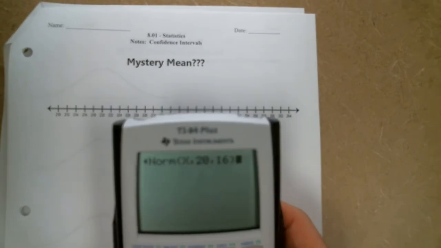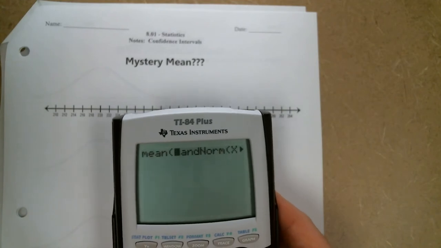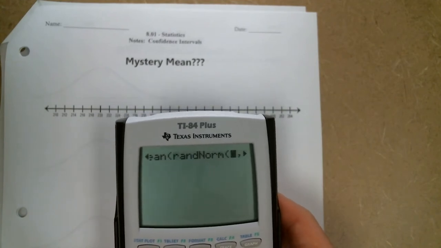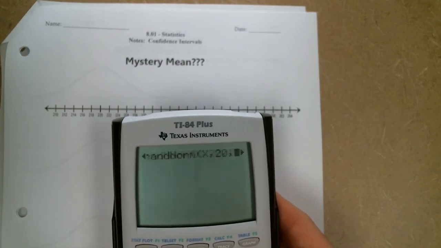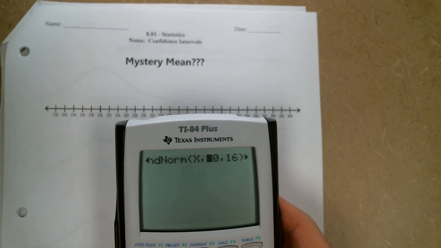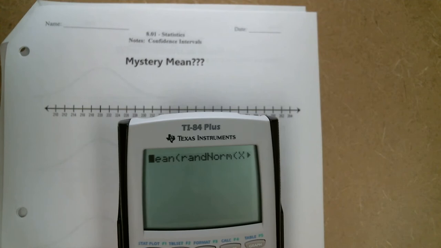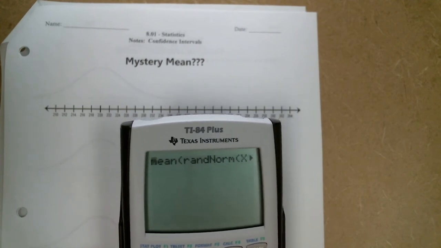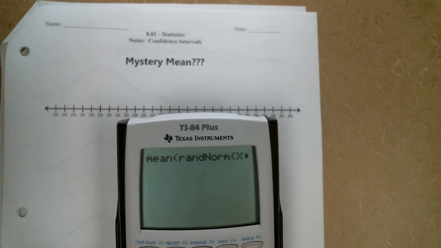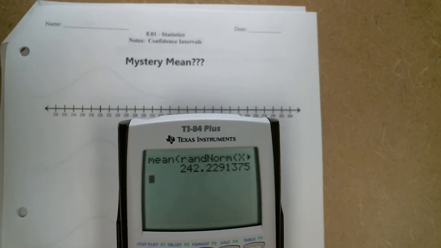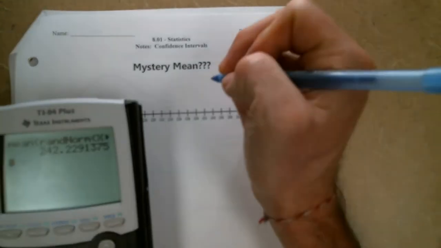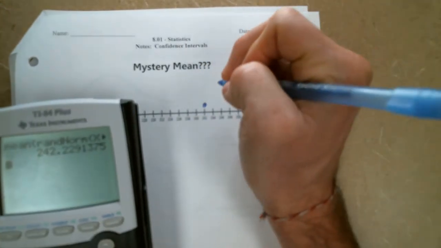So what did I just type in there? I am going to sample things from a normal distribution, randomly taking values from it. That normal distribution has a center of X, which again is our mystery number. I know it's in there, you don't. It has a standard deviation of 20, and I am going to take 16 samples from that distribution, and then average them together. This is effectively like randomly selecting 16 people from a population, taking all their values, and averaging them together. When I do that, I end up with 242.2. So that 242 becomes my point estimator.